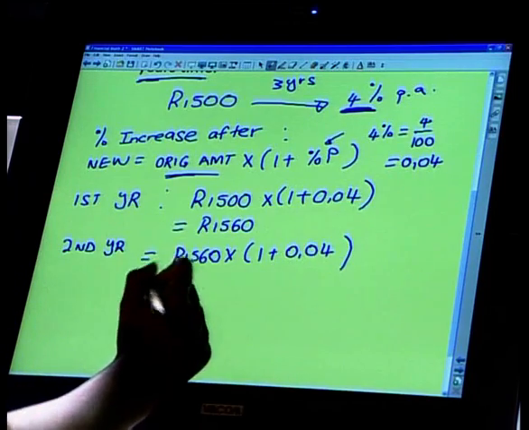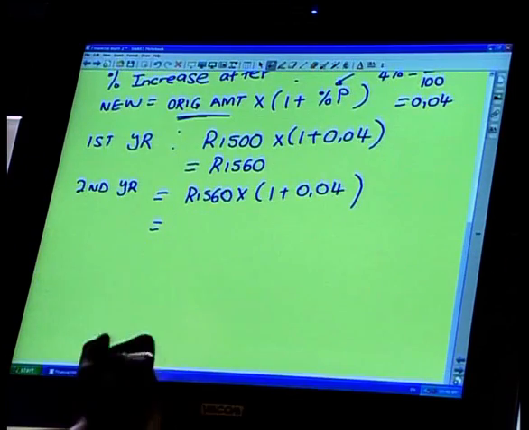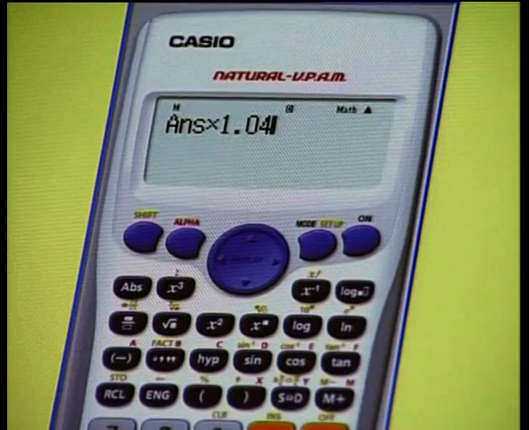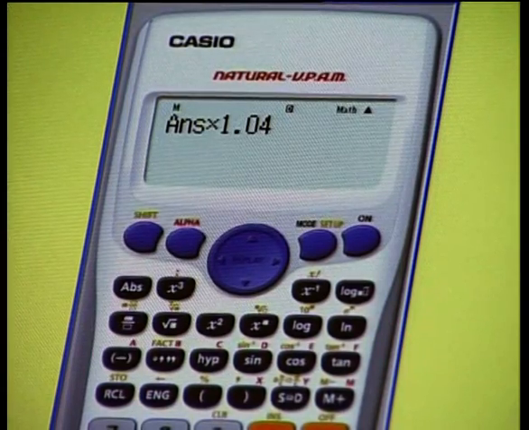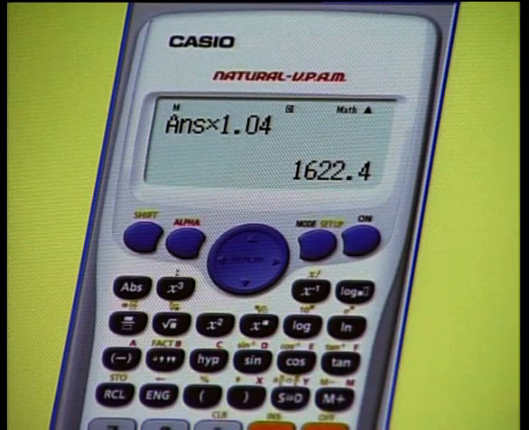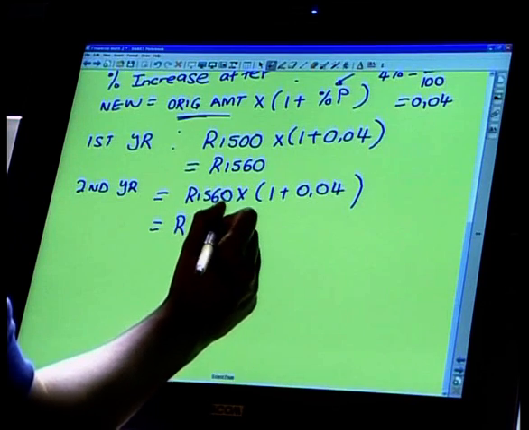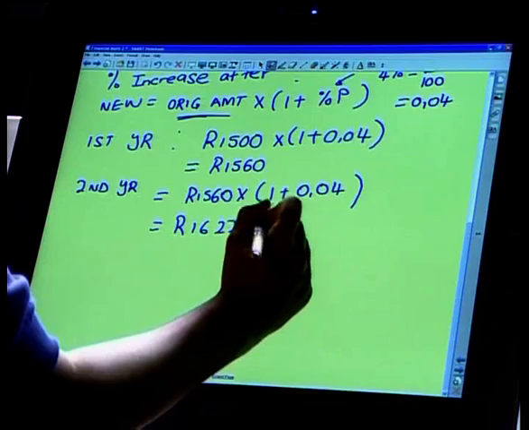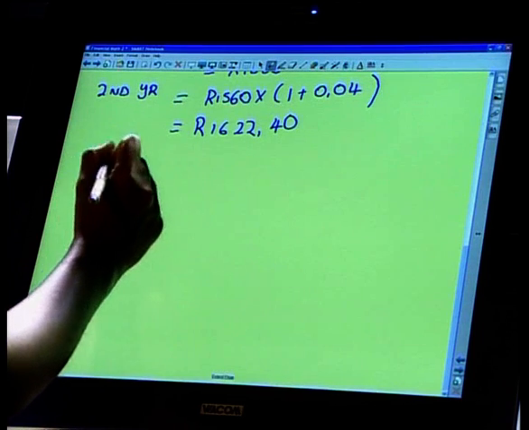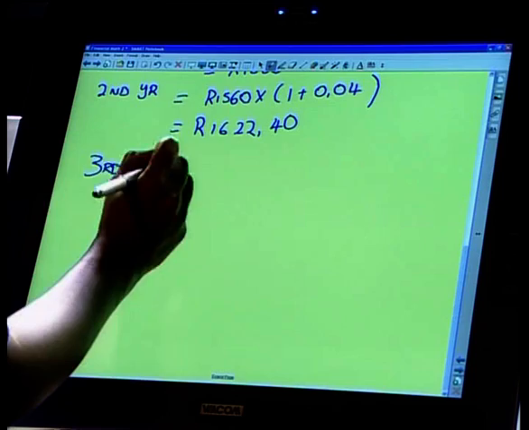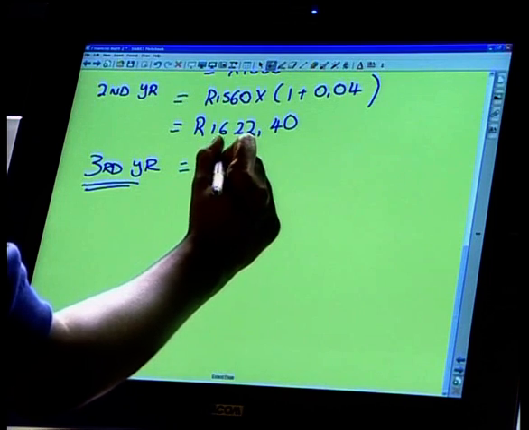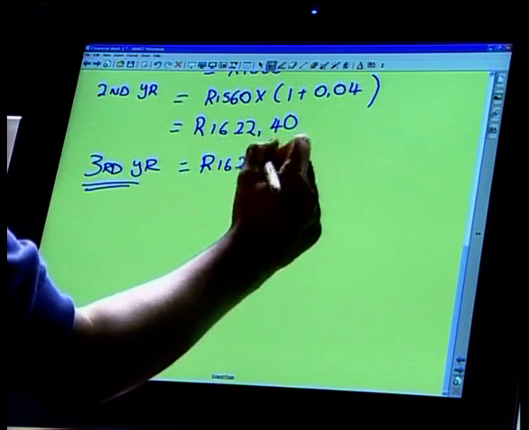All right. So it's 1,560 times 1.04. And that will give us 1,622 Rand and 40 cents. And guys, you'll notice we're not rounding off or anything as yet because we haven't finished. We haven't gotten to the third year, and that's where we really want to be, because we want to find out in year 3 how much are they going to pay for their groceries if inflation is 4% on average.